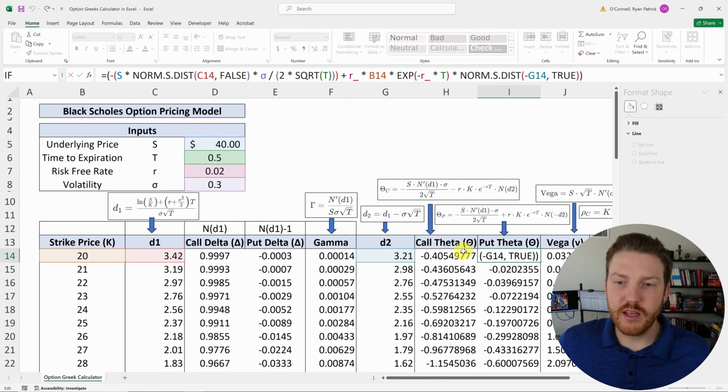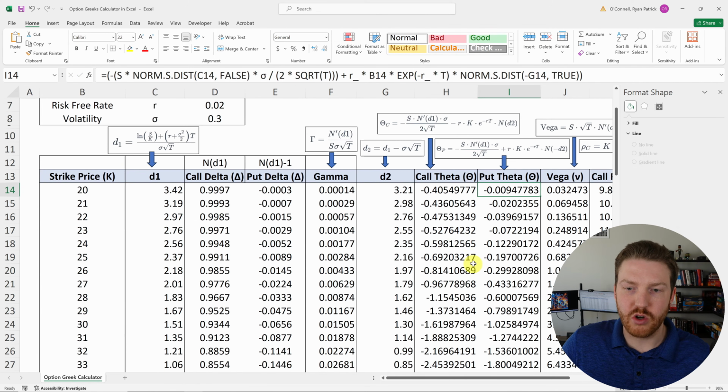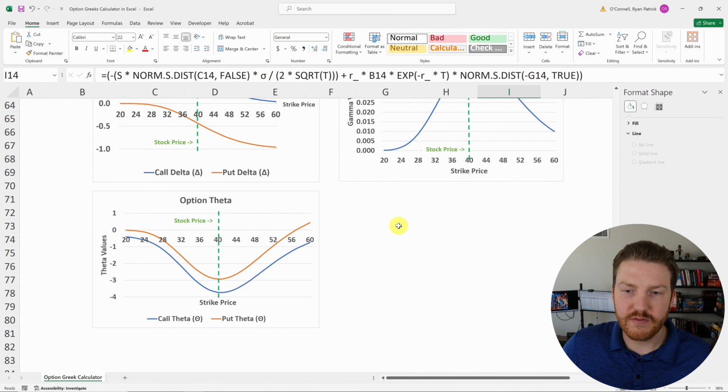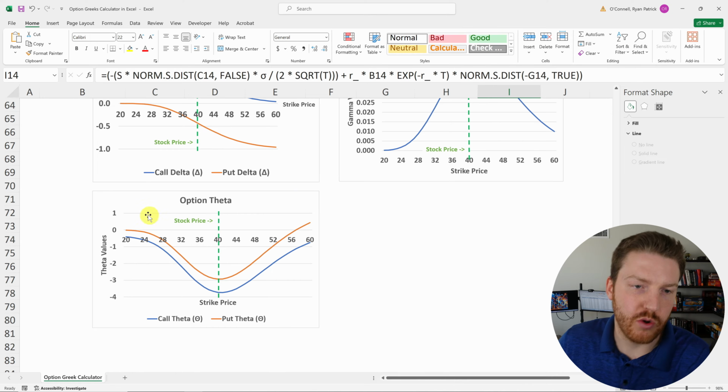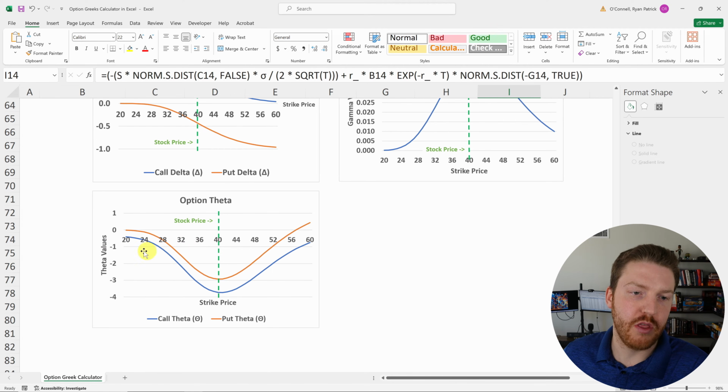So, we've calculated all our call option and put option theta values. Now let's interpret them. So we've got all these values. I'm going to go down here. So I've plotted all of the option thetas. We can see on our x-axis is the strike prices, and on the left axis is the theta values. And so again, the green line represents our underlying stock price at or near $40.